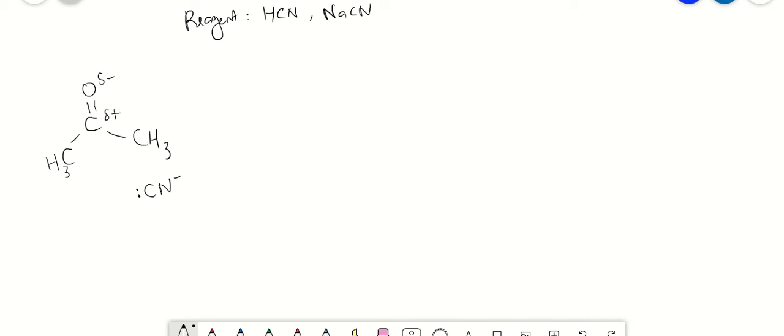Now because the C has a lone pair in the cyanide ion, it will attack the carbon. You know carbon can only form 4 bonds. We have 1, 2, 3, 4. Now it has to form a new bond with this carbon. So one pair of the electrons from the double bond will go to the O. This is the first step.